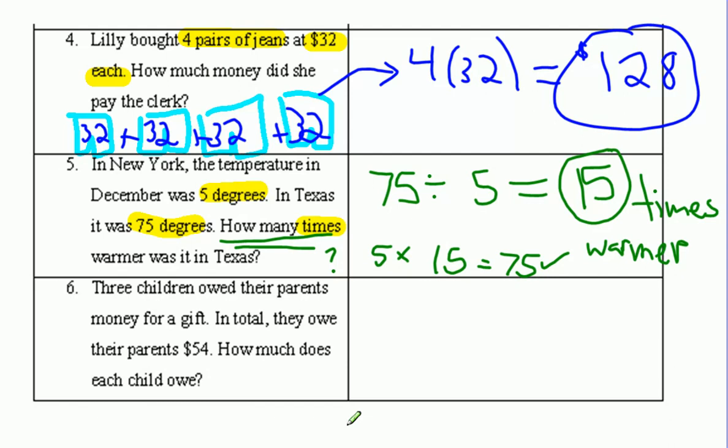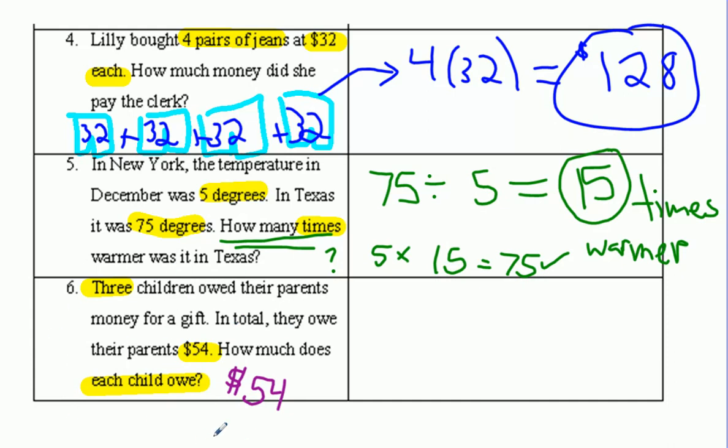3 children owed their parents money for a gift. Okay, see the number 3. In total, they owe their parents $54. How much does each child owe? Okay, again, I'm going to try to figure out this question. So they owe their parents $54. So I'm going to write $54. And they each owe them. Nope, they don't each owe them. They owe their parents $54. How much does each child owe?